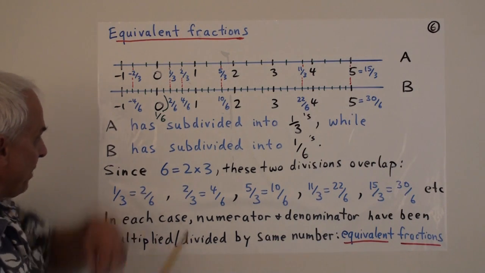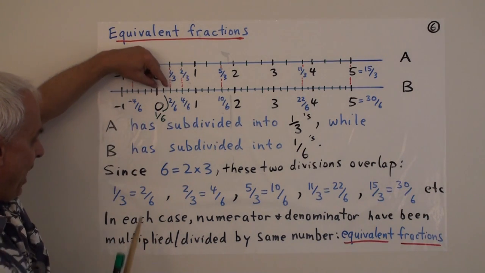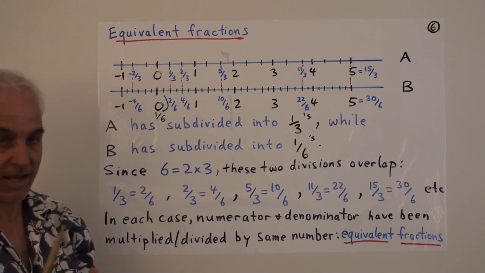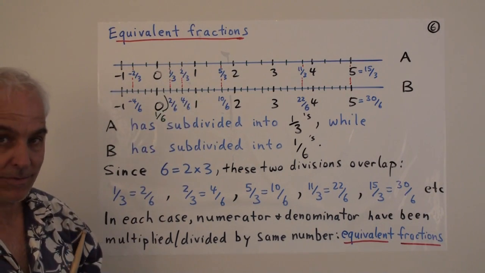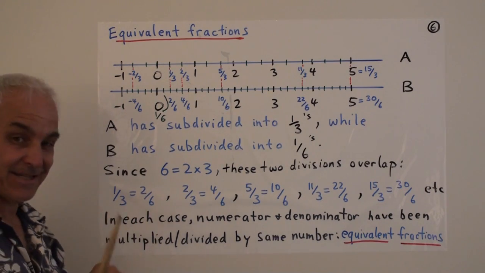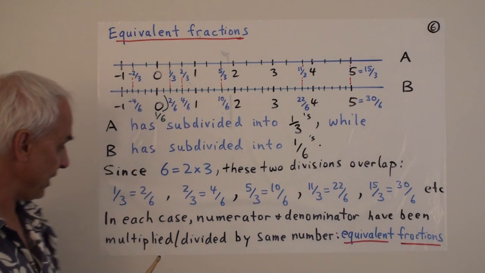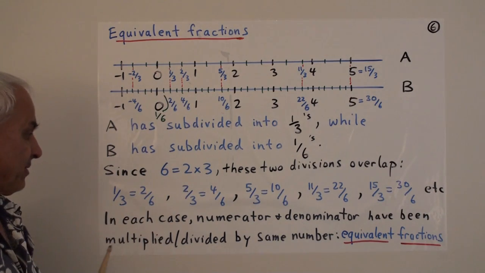The 2 in the numerator means that we're taking 2 of them. And the 6 in the denominator means that we're taking things which are half as big as the 1/3. So since 1/6 is 1/2 of 1/3, 2 of them make 1/3. That's the basic reason why it works.